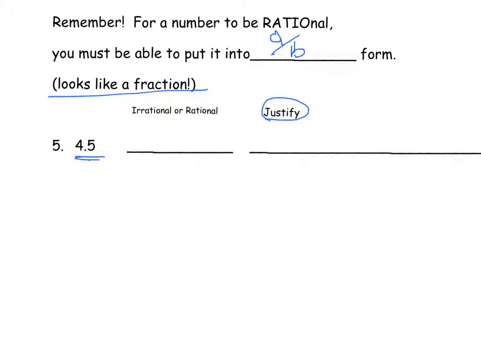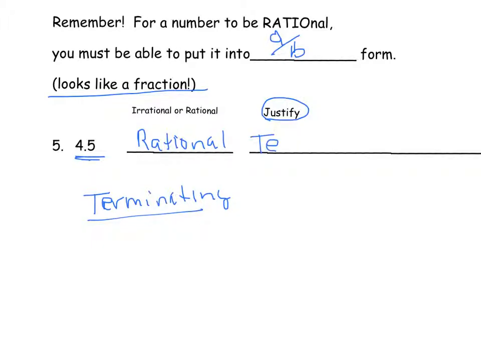So here, we know that this is a terminating decimal. And in the last lesson, we learned that a terminating decimal can be put into A over B form, so it is rational. And so you're going to prove that. So it's terminating. My justification, I'm going to say what kind of decimal it is, terminating, and then can be put into A over B form, and I'm going to do that. 0.5 is the same thing as 1/2.